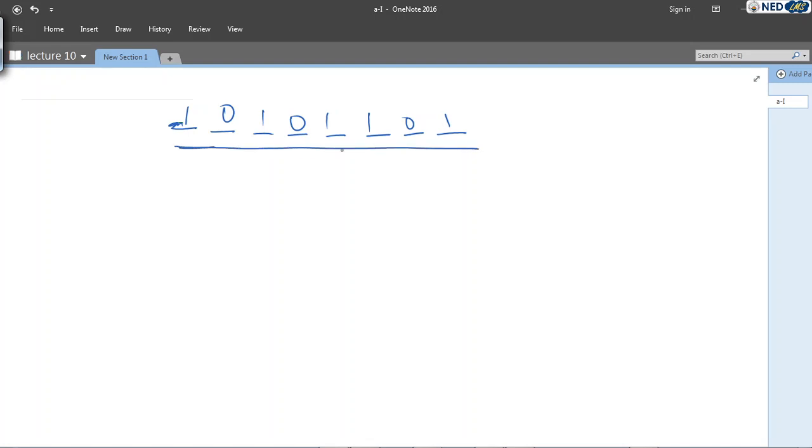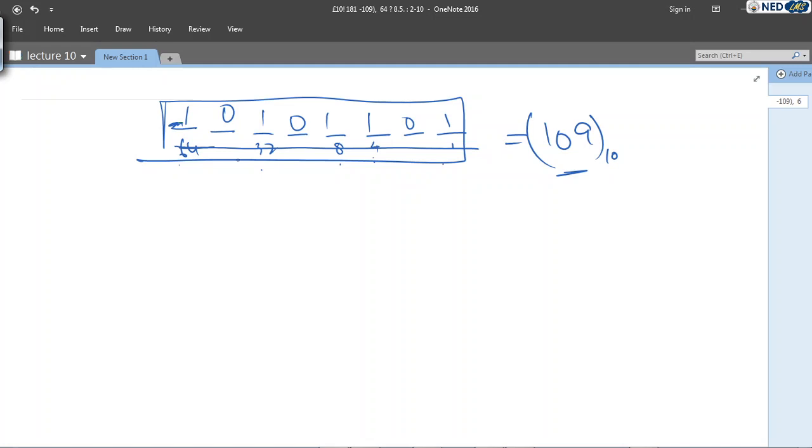So the actual number in decimal would be 1 2 4 8 16 32 and 64. If we add 64 plus 32 plus 8 plus 4 plus 1, 64 plus 32 is 96, 96 plus 8 is 104, and that would be 109. So that would be 109 in decimal format. We are using all of those bits for magnitude only. So we can have 1111 1111 for the maximum magnitude which could be had for an 8-bit number.